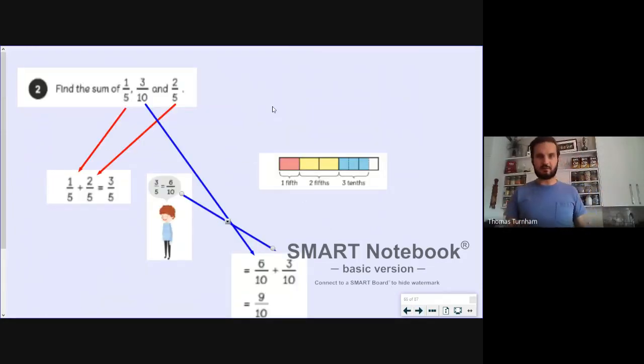So it looks a bit crazy here, but just bear with me. Find the sum. We know sum means adding. Find the sum of 1/5, 3/10, and 2/5. It's not as complicated as it looks, because actually 2 of our fractions have the same denominator. 1/5 and 2/5 are both fifths. So we can do that. 1/5 plus 2/5, denominator is the same, so it's 1 plus 2. You can all do that without your fingers. 1 plus 2 is 3. So we know that 1/5 plus 2/5 is 3/5. Where it gets trickier is our 3/10.